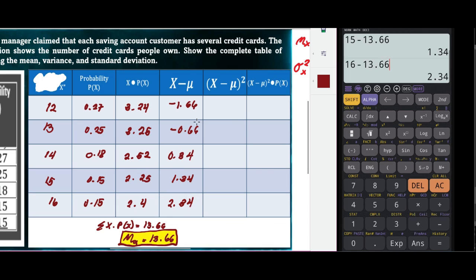2.34. Okay, after natin kunin yan, we have to get the squared. Okay, ibig sabihin, we have to multiply these values to themselves. Ibig sabihin, multiply natin sila sa sarili nila. Negative 1.66 times negative 1.66, or we can input sa calculator natin na gagamitin lang natin itong squared na to. Okay, so let's try it out. We have negative 1.66 squared. That will be equal to 2.7556.